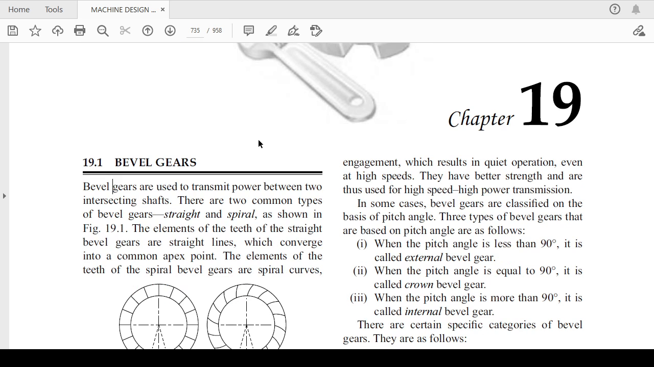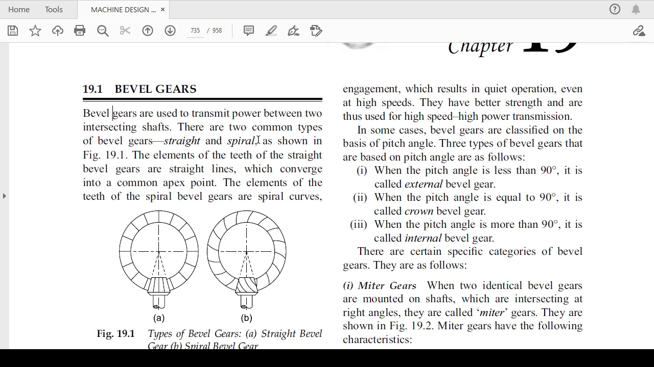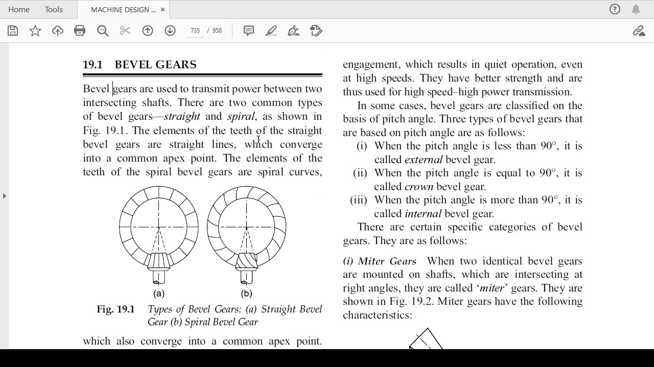Before going for the designing, first of all, we have to understand the basics of this bevel gear, because this bevel gear is used to transmit power between intersecting shafts. If two shafts are intersecting and you want to transmit power between them, then you have to use bevel gears.